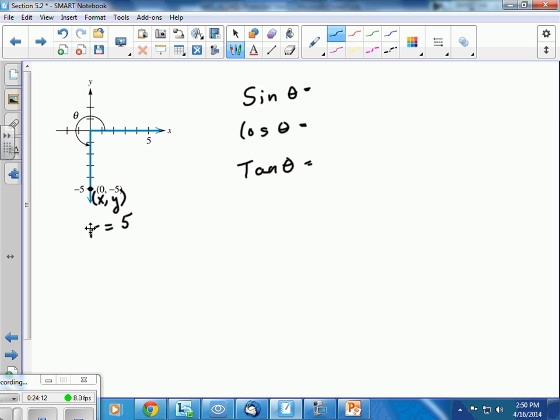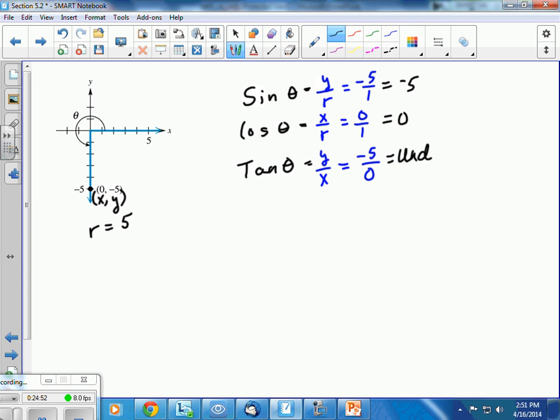Knowing that, then I can go ahead and get my 6 trig functions. Again, the sine is y over r, cosine x over r, and tangent y over x. The tangent then would be negative 5 over 1. The cosine then would be 0 over 1. And of course, here we'd have negative 5 divided by 0. So of course, we need to clean these up. Negative 5, 0, and undefined.